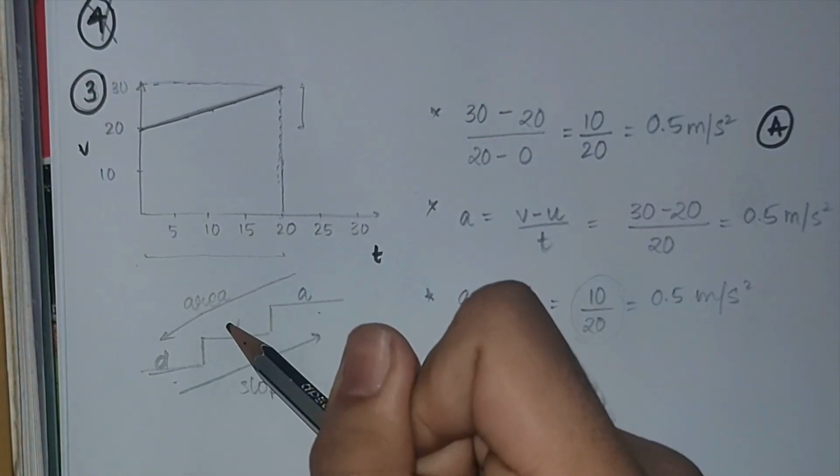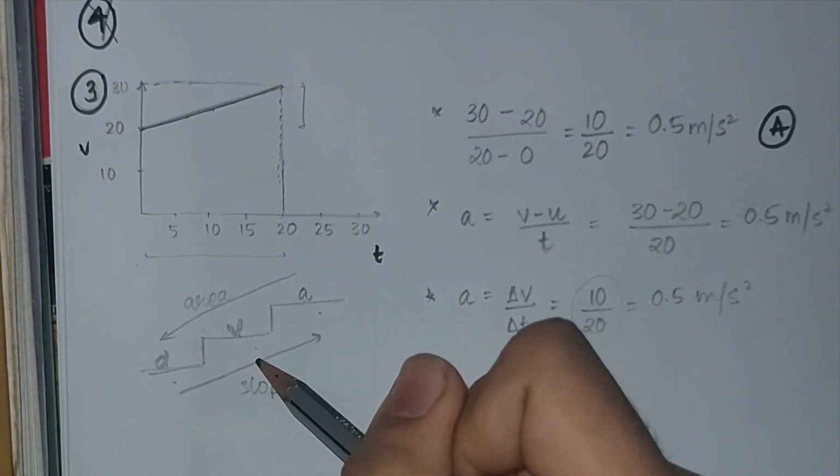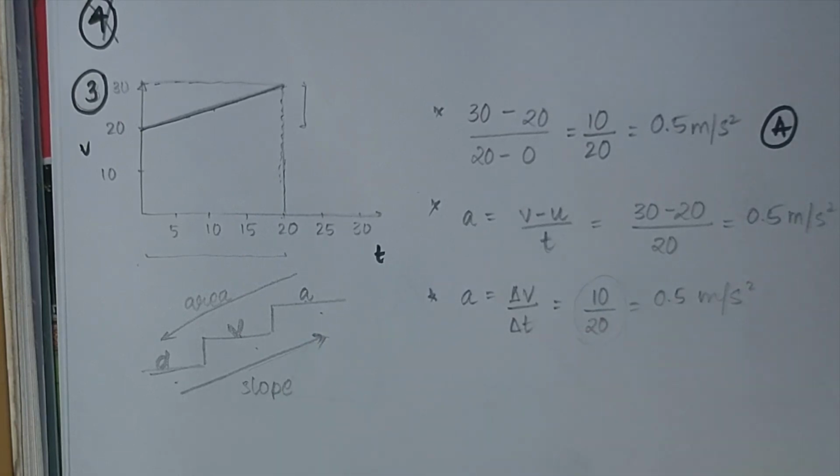And that's what we did. We went from velocity to acceleration, and here we found the slope. This is a staircase which I personally very much like, and you can use it too.